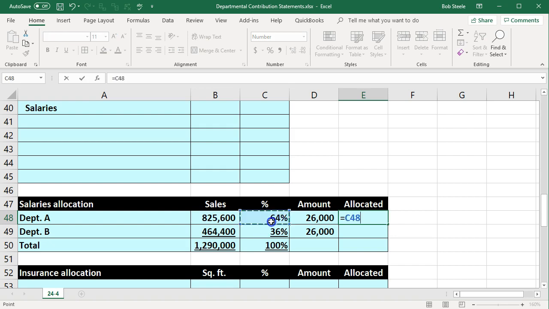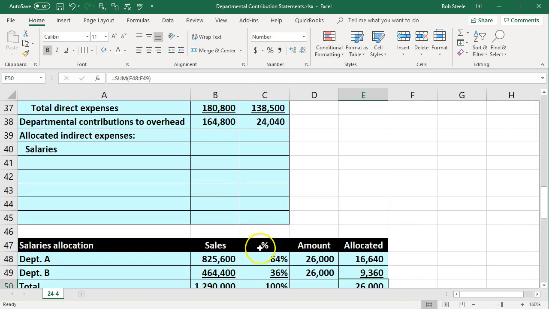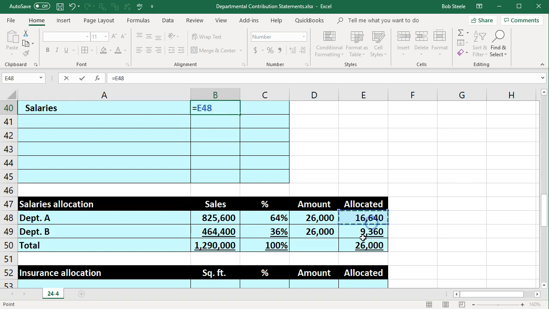So this equals the 64% times the 26,000, enter. This equals the 36% times the 26,000, and enter. And of course, if we add those two up, we should get to the 26,000 because that's what we're allocating out. So now we'll apply those up top in accordance with our table. Salaries is going to equal the 16,640 for A, and the 9,360 for B.